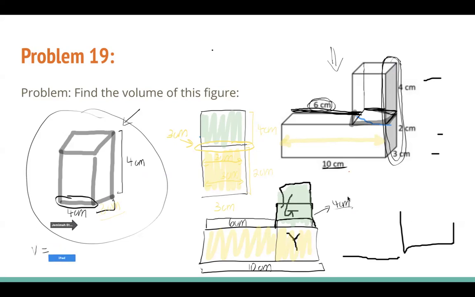Then you just find all the volumes. So one volume would be 4 times 3 times 4. The other one would be 10 times 3 times 2. This gives us 48. This gives us 60. So then when you sum it, you get 108 centimeters cubed. That's it. Okay?